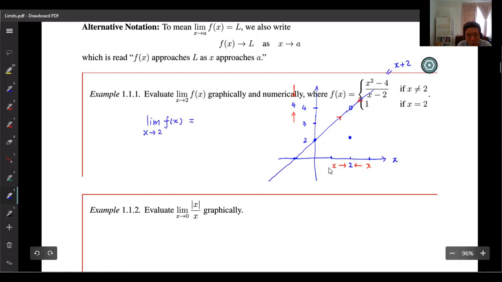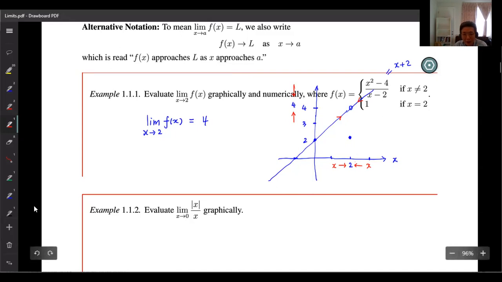Basically, it says the function approaches 4 as x approaches 2. We get 4, right here, this value. But not 1. If you plug in 2, actually you get 1. You can see it's different from the value of the function at 2. Remember, the limit has nothing to do with the value of the function at that point.